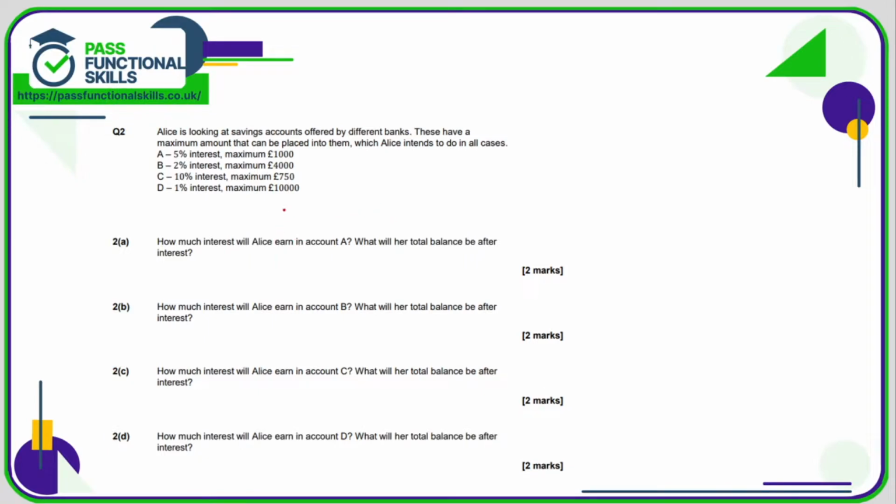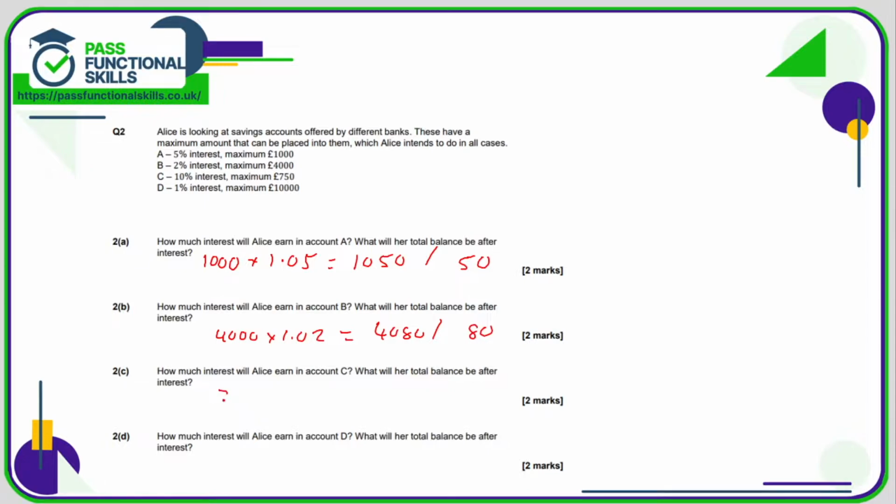So, in account A, Alice is investing £1,000, and after 1 year her bank balance will increase by 5%. So if I multiply that by 1.05, she'll now have 1,050 in the account, so therefore £50 interest. In B is going to be 4,000 times by 1.02, which comes to 4,080, so therefore she's earned £80 interest.